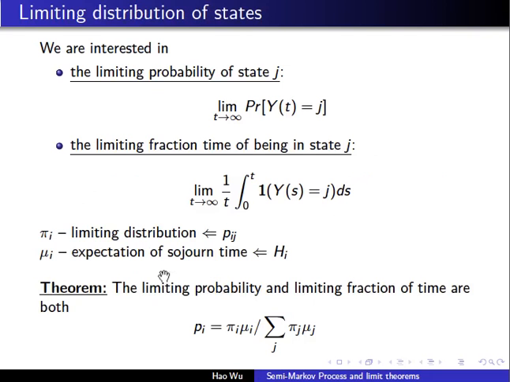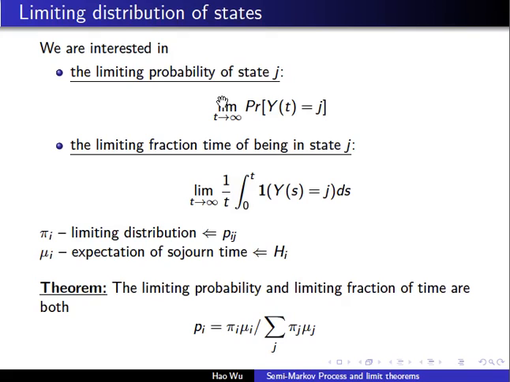Another important limiting theorem discusses the distribution of states in the long run. What we are interested in is, first, this limiting probability of state J. It basically says that when t goes to infinity, what is the probability that the state is in J? And second, what is the limiting fraction of time being in state J? In the long run, how much time do you spend in J?